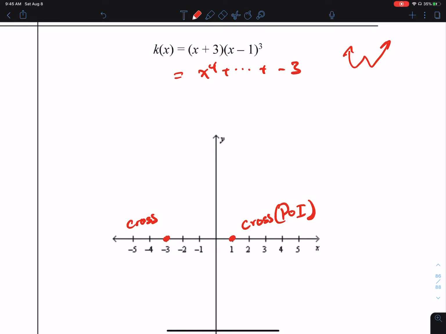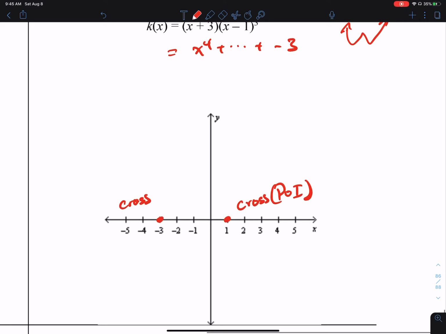Looks something like this. So we know that it is crossing at -3. We know the end behavior is going down. We know the end behavior going left is going up. So as we go left, right, we're going down. Don't know what's happening in the middle here.